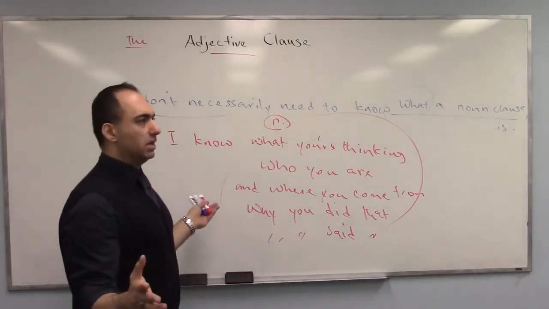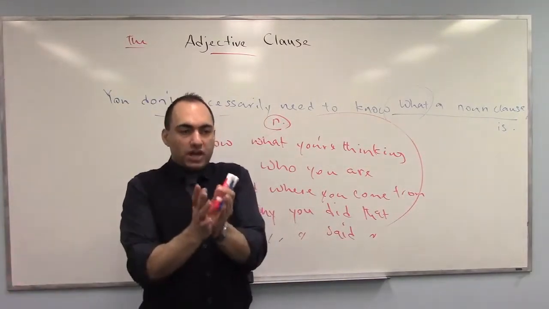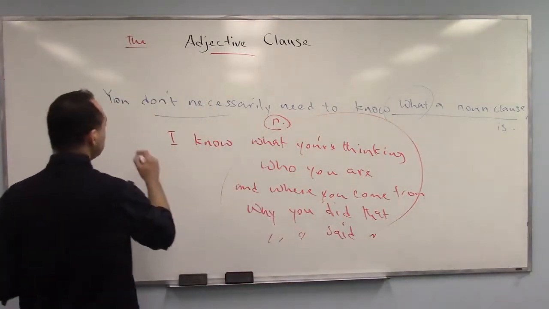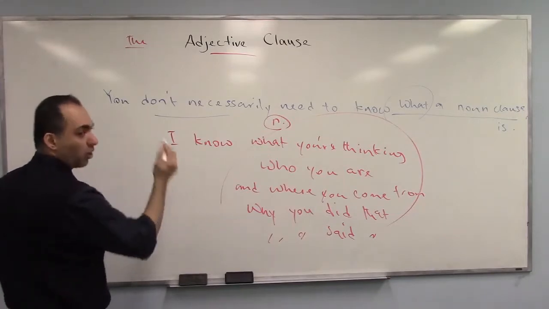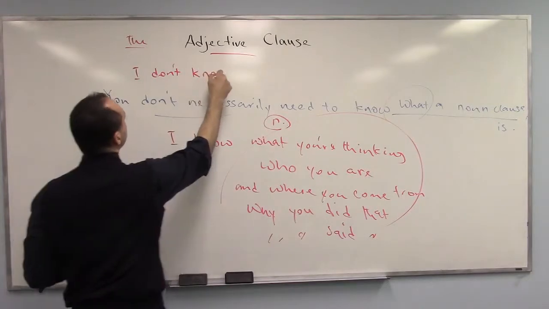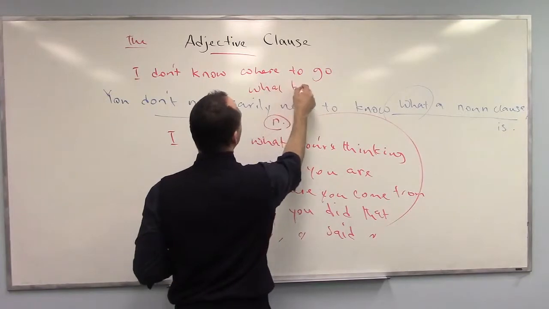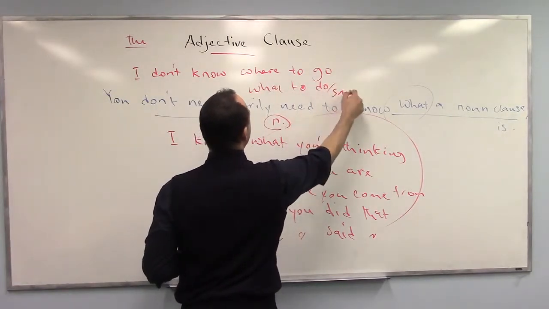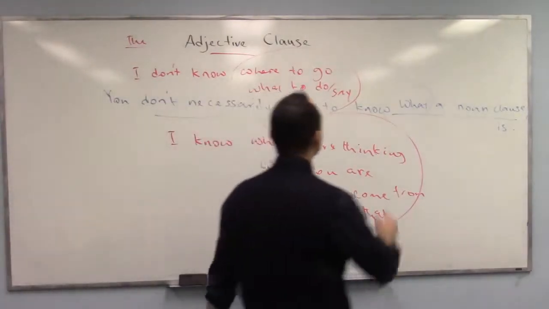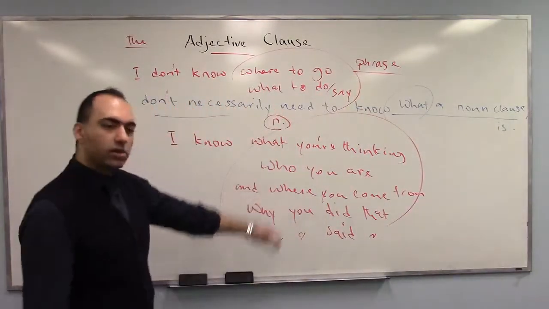I don't know what. I don't know Jack. I don't know Jim. I don't know where to go. I don't know what to do. But where to go is not a clause. It's a phrase. So when I say, I don't know where to go, what to do, or what to say, I'm actually using phrases, right? So it's a noun phrase. So I could use a noun phrase or a noun clause.